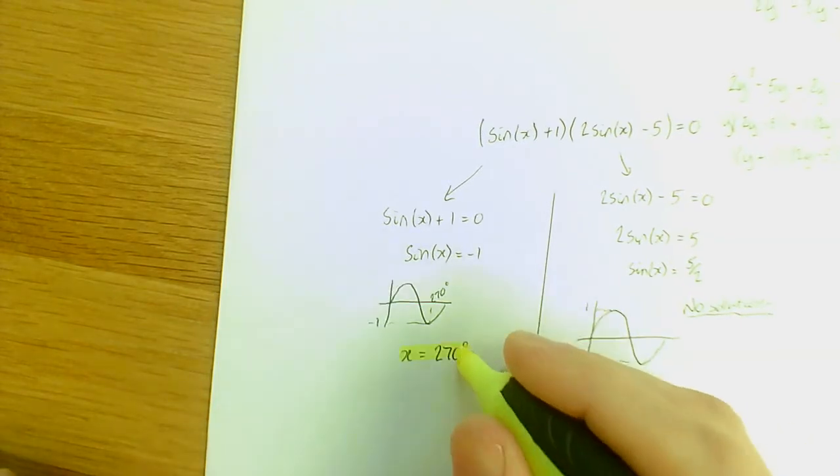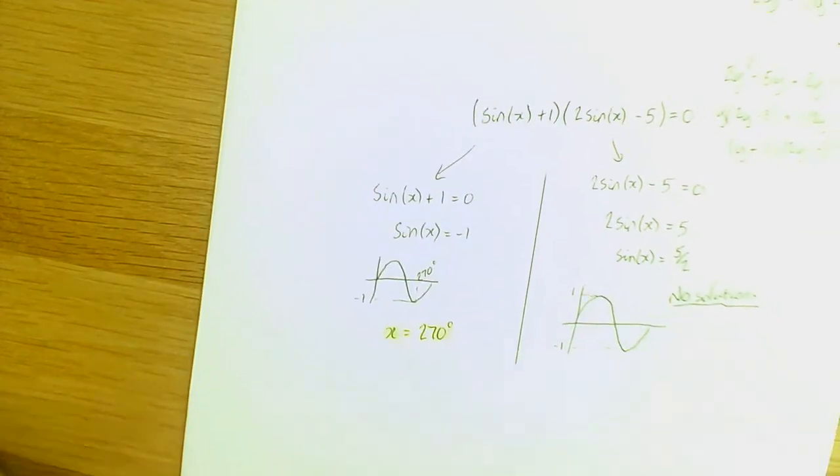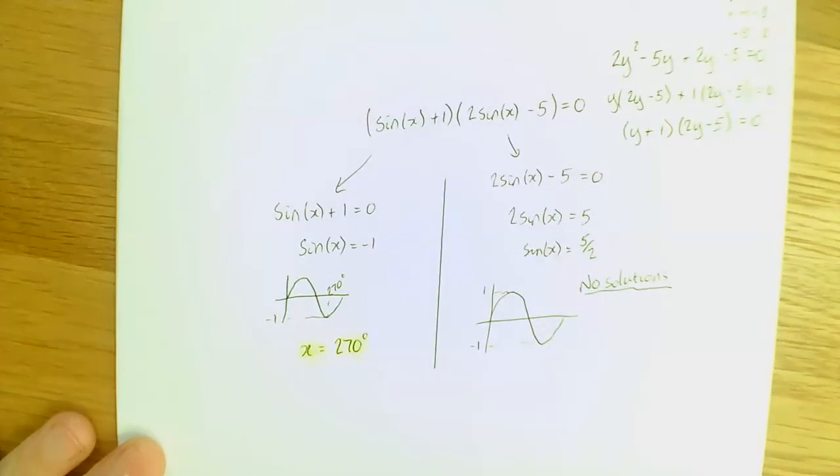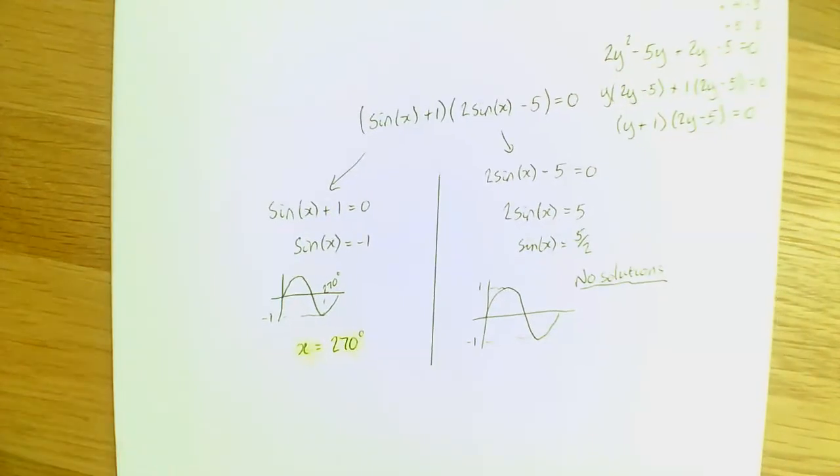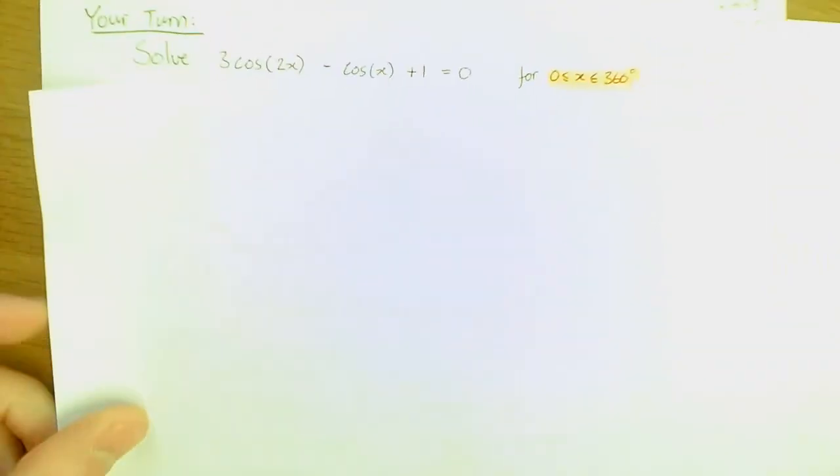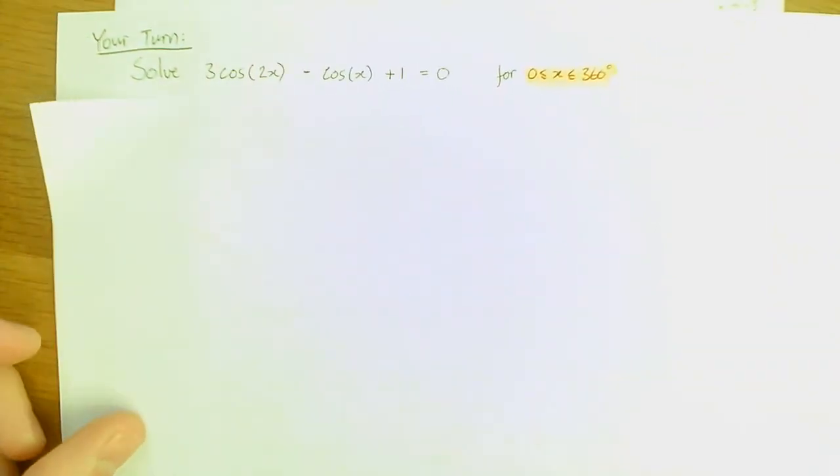Now, it's rare that a trig equation would only have one solution, but sometimes they will, and it's just about working through the numbers you're given and seeing how it works out. So, have a go for yourself. The one I want you to have a go at is this one here.